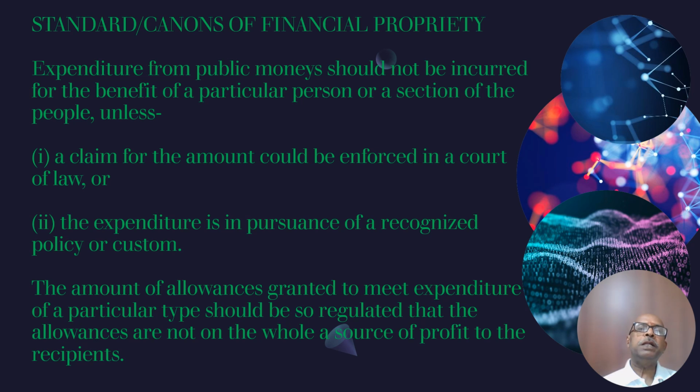Now, expenditure from public monies should not be incurred for the benefit of a particular person or a section of people unless... normally this is a policy matter, at HO level it won't happen, but still let us know the things. Suppose somebody has to be granted some allowance or money because he has got a court order. So we have to implement the court order. But other people we are not giving, because it is only against the court order. So a claim for the amount could be enforced in a court of law.